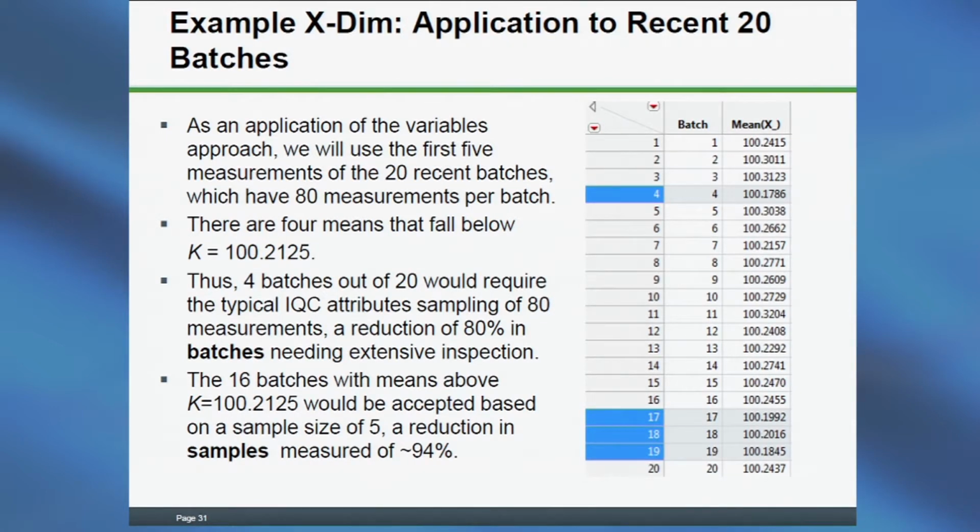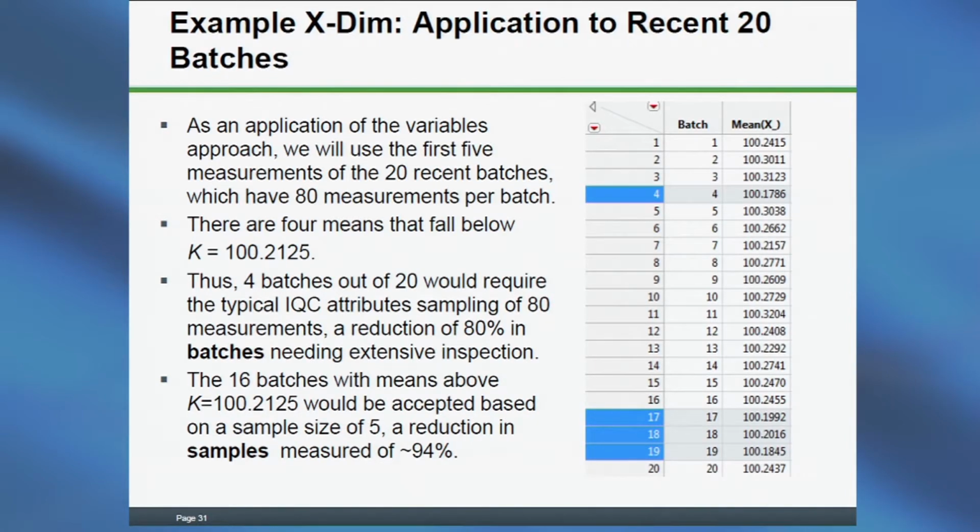So now this is the check on the data. I went back to the 20 lots, and I said, okay, if we had taken the first 5 measurements from those lots, what decision would we have made at that point in time? And we find that there were 4 means that would fall. So this is the average of the first 5 data points of the 20 batches that we had used to measure the process before. And there were 4 batches that were below 100.2125.